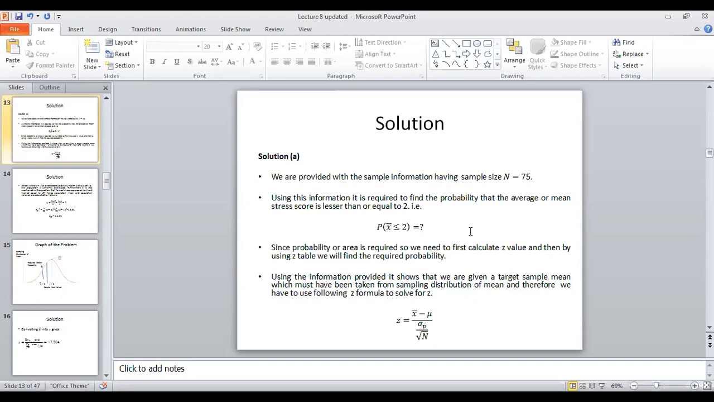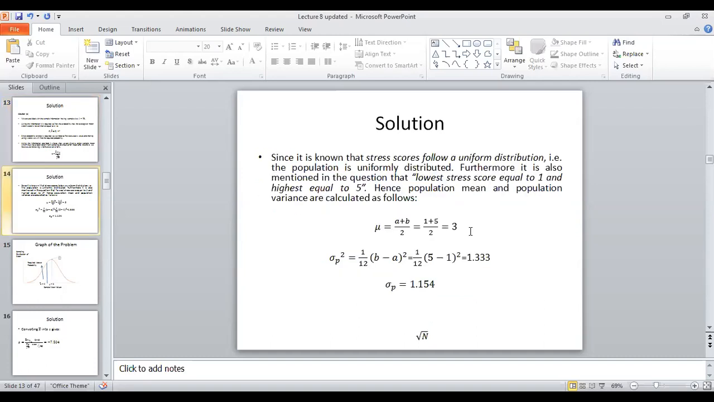Many times students get confused here. Always remember that capital N is for the sample size. Capital N is not for the population size.